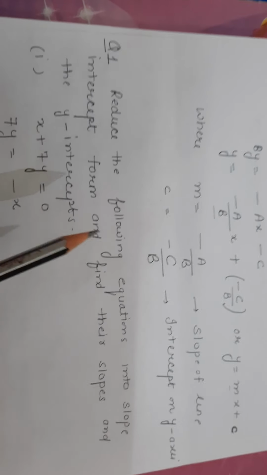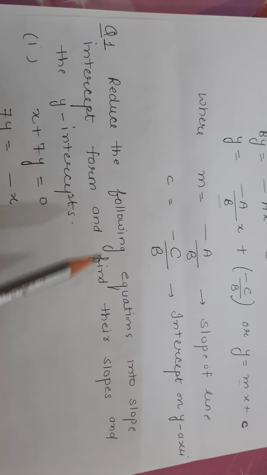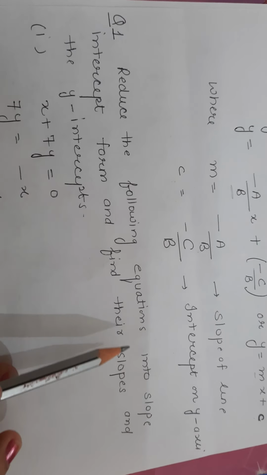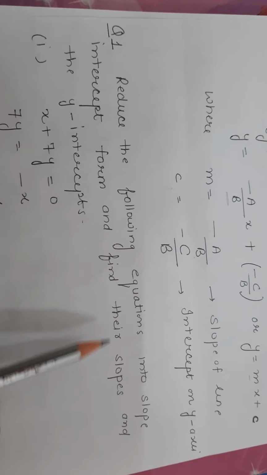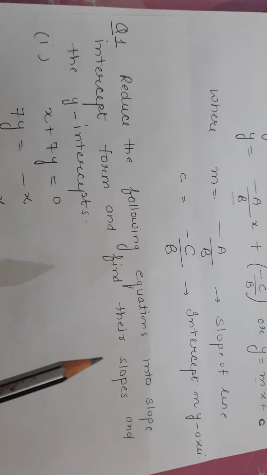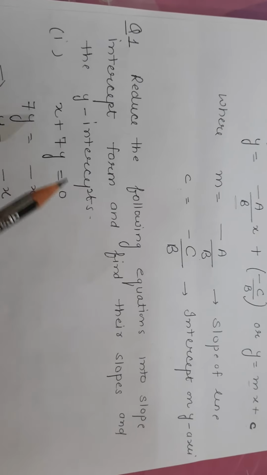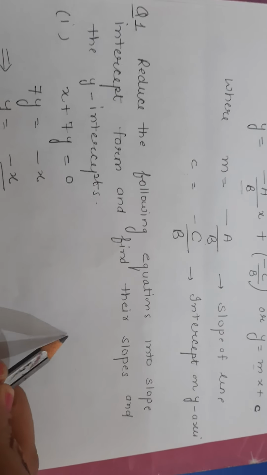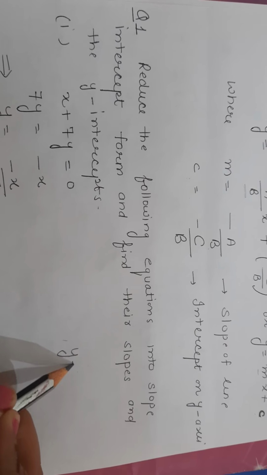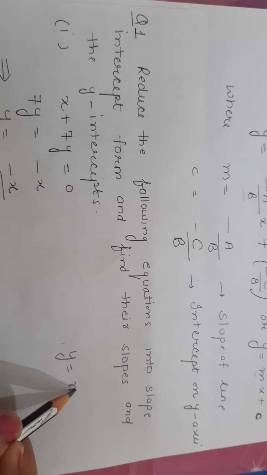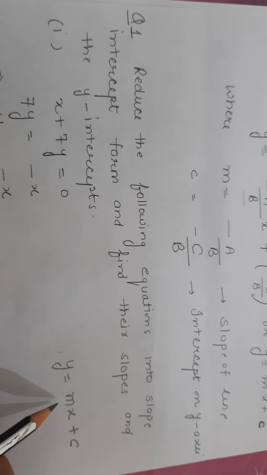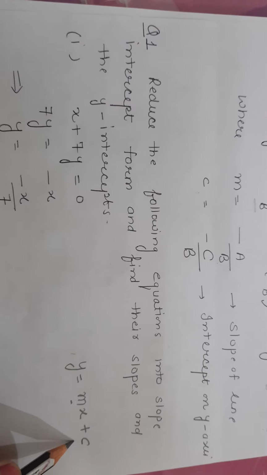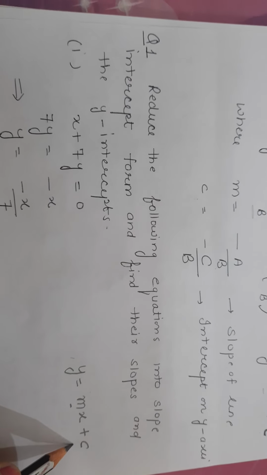Now, the first question from exercise 3.10.3 is, reduce the following equations into the slope-intercept form. Find their slope and y-intercept. So that means for this, we need to reduce our equation to this form: y is equal to mx plus c. Because in this form, here m is the slope and this c is the intercept on y-axis.